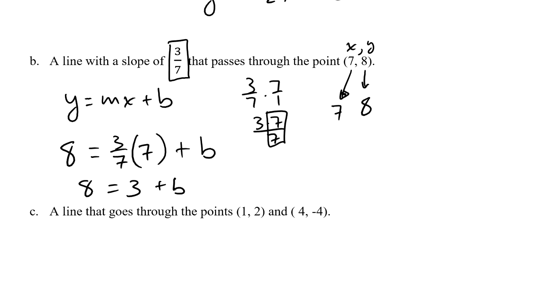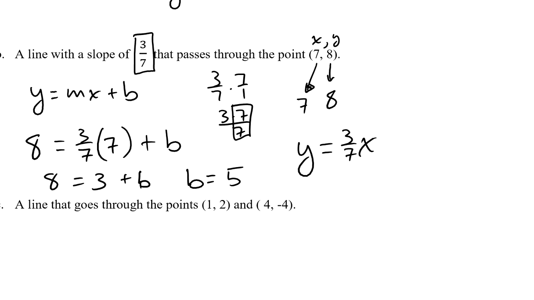And in order to get b alone, we're just going to subtract 3 from both sides. So b, our y-intercept, or our 0th term, is 5. Using this information together, we can write the full equation of the line: y equals 3/7 x. This is increasing 3/7 each time x increases by 1. It has a slope pattern of up 3/7, and we have this y-intercept at 5.